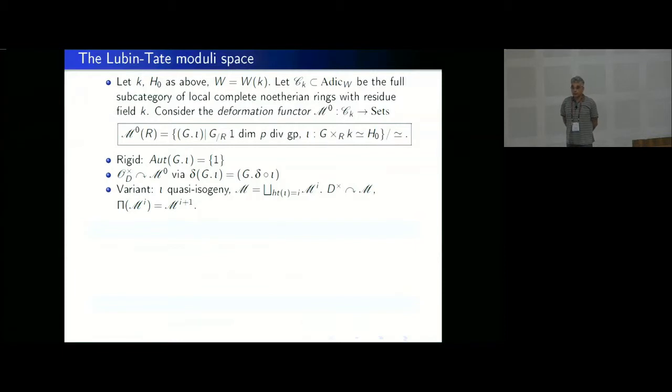The group of units of the maximal order of D acts naturally. How? You do not change G and you post-compose iota with delta. So iota was an isomorphism from the reduction of G with this fixed model H0, but the automorphisms of H0 are just OD star. So you can change iota. And there is an important variant of this, which explains why I put the little 0 on top of M, in which you do not require iota to be an isomorphism, but only a quasi-isogeny.